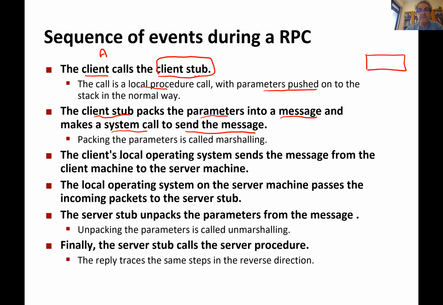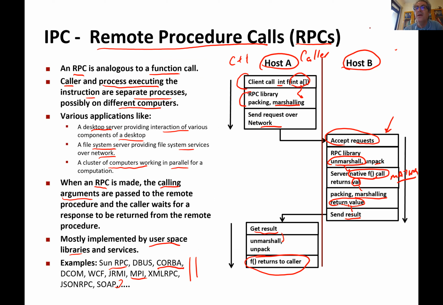And so this message is sent from the client machine to the server machine. So let me just come back here. Here we have the server, because this is serving this F function call, and this is the client, okay?